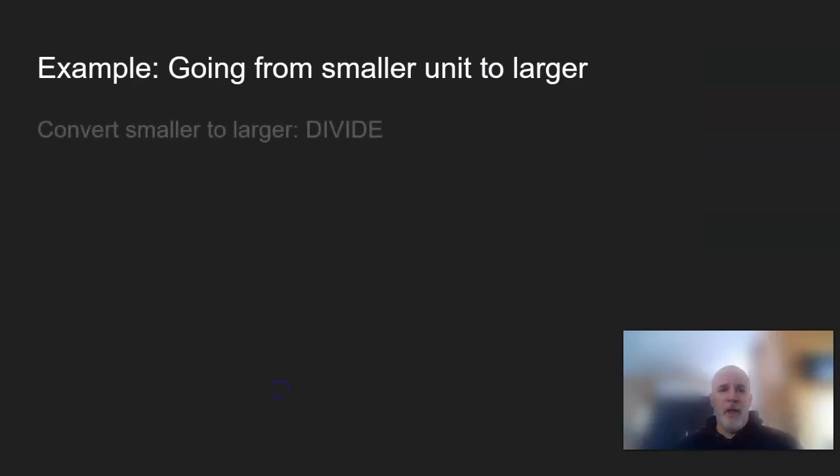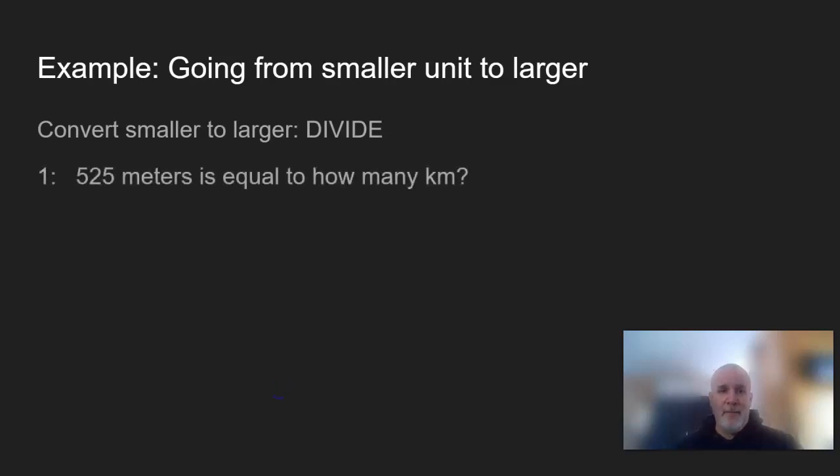Okay, so going from a smaller unit to a larger unit, you divide. An example might be this. 525 meters is equal to how many kilometers? Meters is smaller. Kilometers is bigger. So we know that 1 kilometer is 1,000 meters. So 525 meters divided by 1,000 would be 0.525 kilometers. So 525 meters is less than a full kilometer.